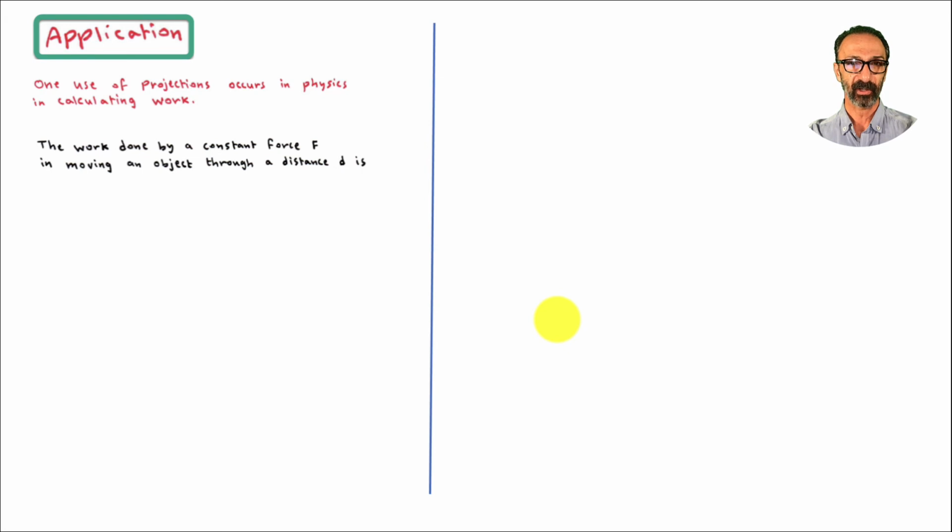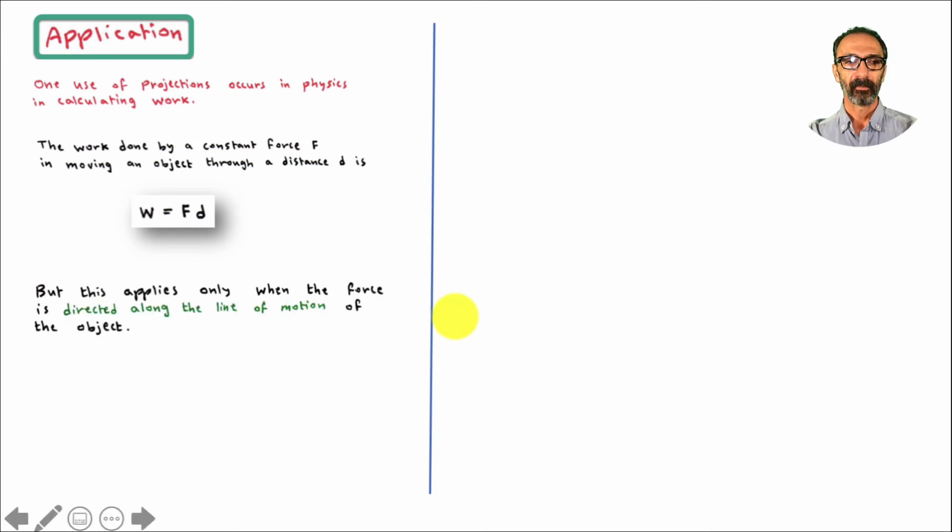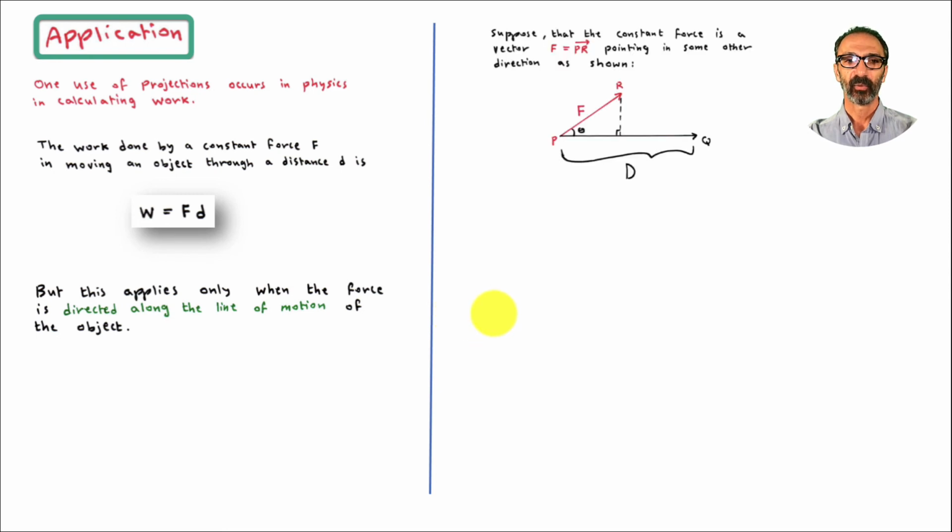That's how we start, with a constant force. Easier to start. In moving an object through a distance d, work W equals F for force times d for displacement. But this applies only when the force is directed along the line of motion of the object. That's right. What about if it's not?